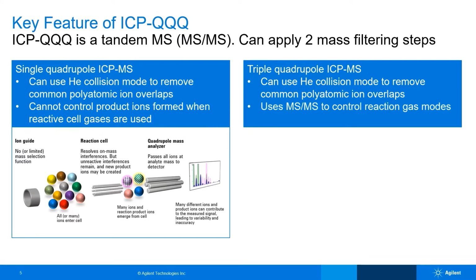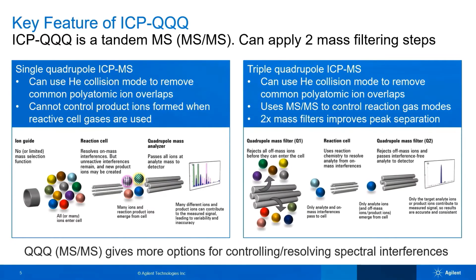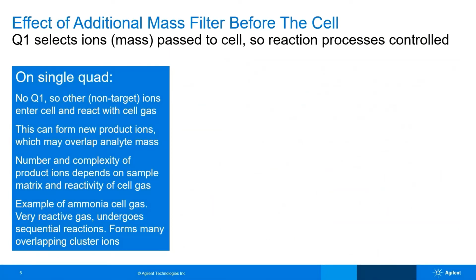Having the triple quad using MS-MS, now you control what enters the cell. That first mass filtering step is going to kick everything out of the way but the element of interest and the interference. Having that control means that you can predict what comes out of the cell. In a well-designed experiment, only the target ion makes it out of the quadrupole into the detector. So the ICP triple quad gives you more options for controlling and resolving spectral interferences. Controlling and reducing these interferences is crucial for the generation of quality data.